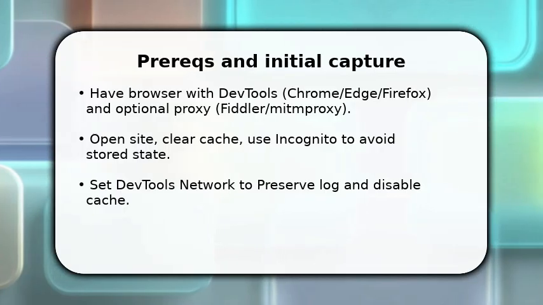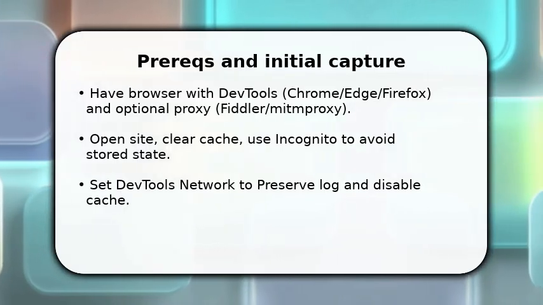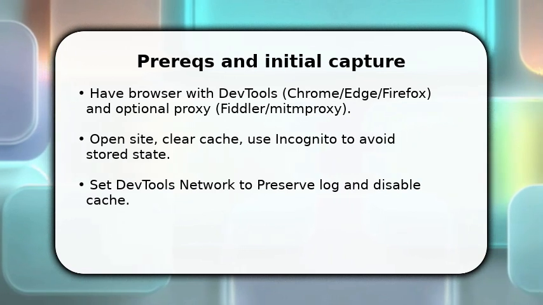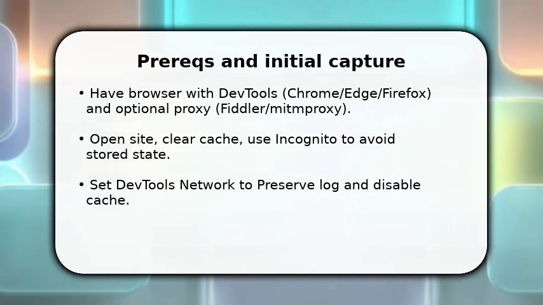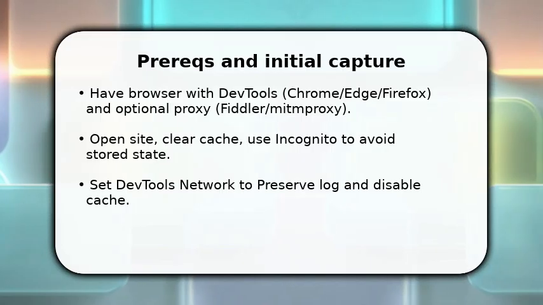Once you see matching requests, right-click one to inspect headers and payloads so you can identify the candidate API endpoint and required parameters for the next phase.